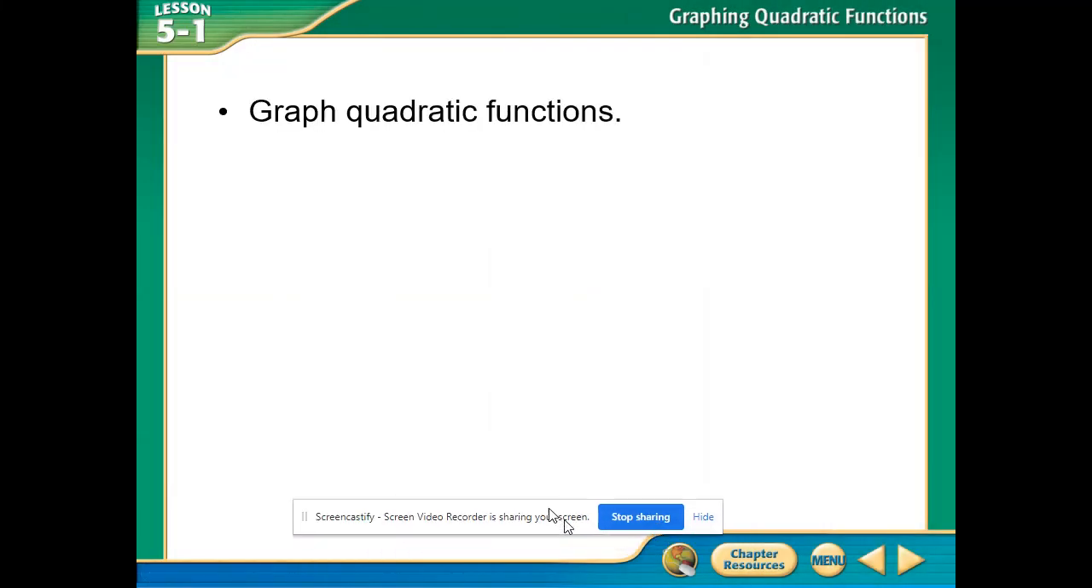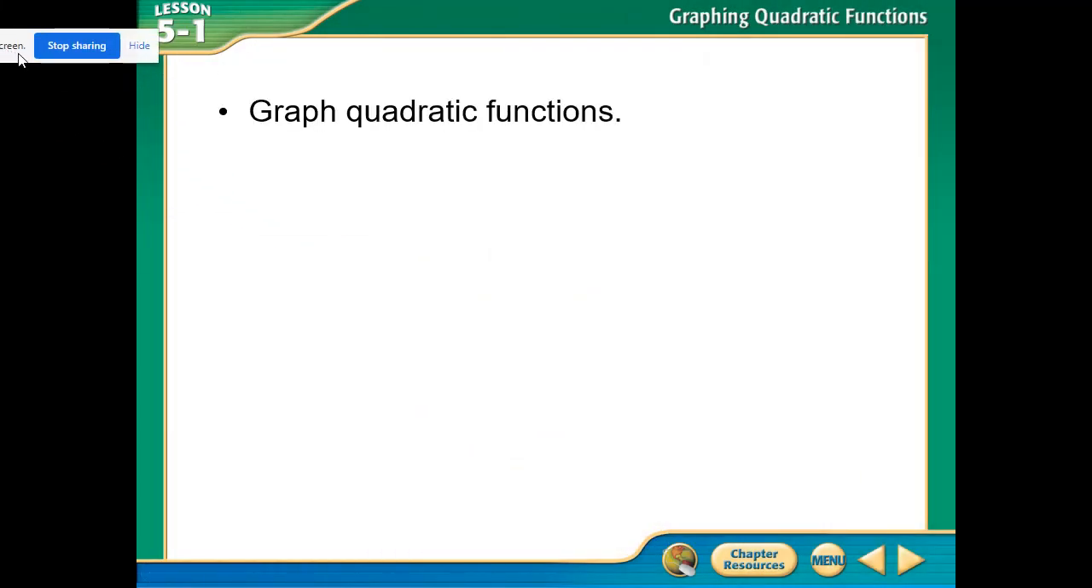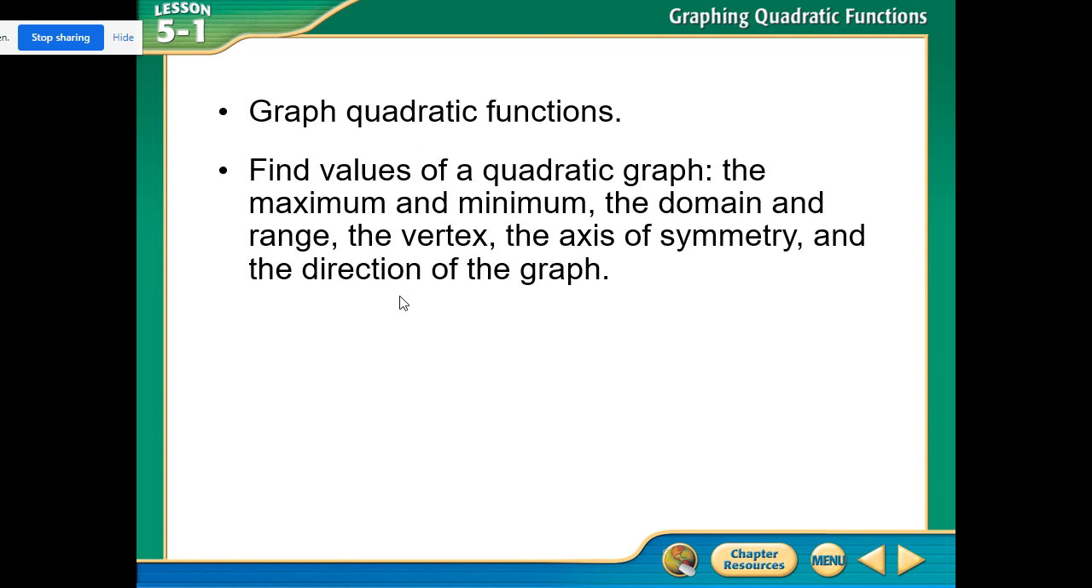All right, starting in a new chapter, chapter 5, we're going to be talking a lot about quadratics in this chapter. So we're going to start off by graphing some quadratics. There is a video about how to make sure that you graph quadratics and find some different things with it. Please make sure that you watch that. So we're going to graph the quadratics, and then we're also going to find values from the quadratic graph.